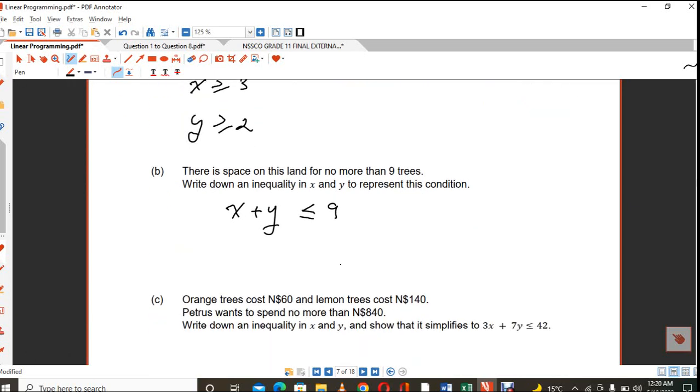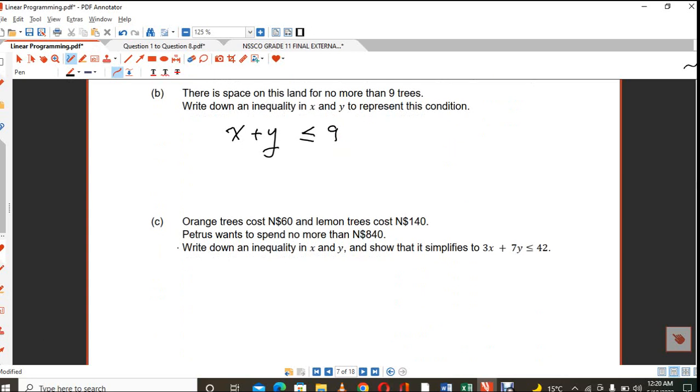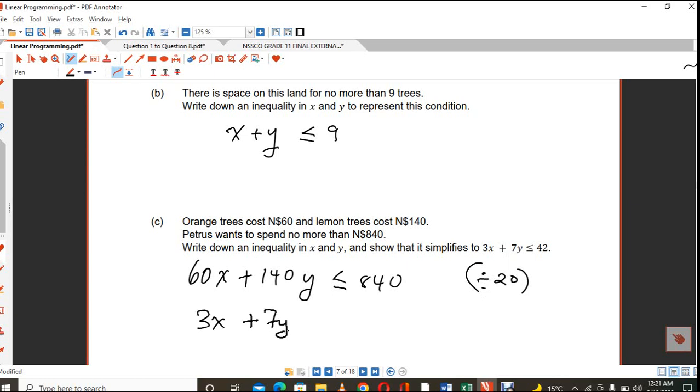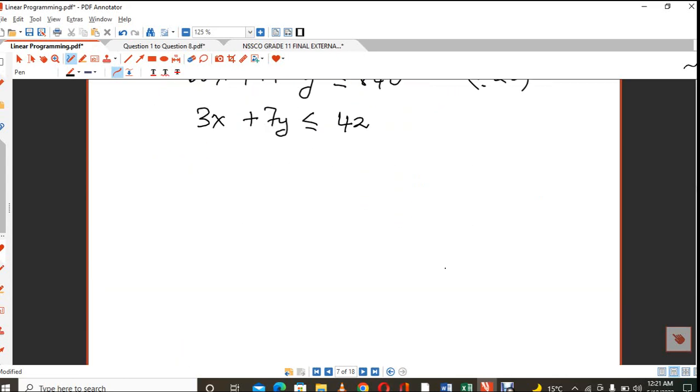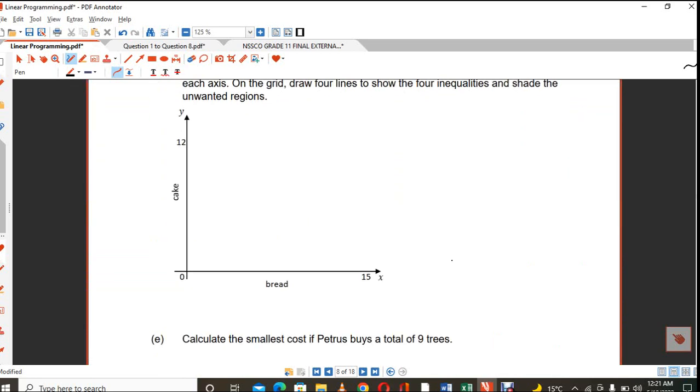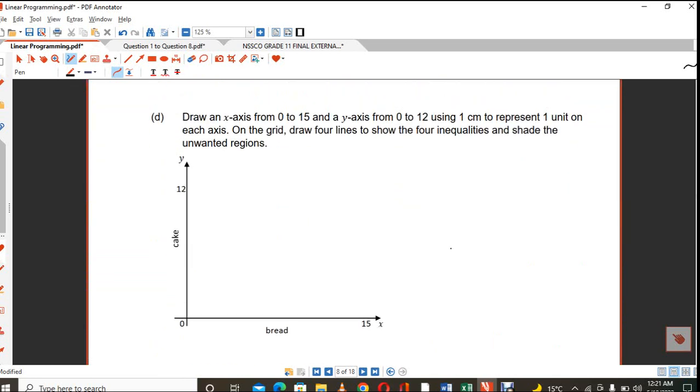Okay, that's another inequality. Then oranges, $60. Oranges 60 X. Lemon 140 Y. And he has got 840. Okay, so what you can do is if you divide by 20, you are going to end up getting 3x plus 7y is less than or equal to 42. Okay, this is what they say you should be able to show. All right, so I have now my 3 inequalities, and then I'm going to draw those inequalities on my graph.